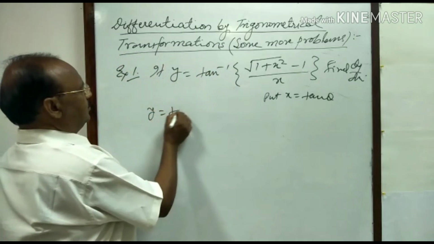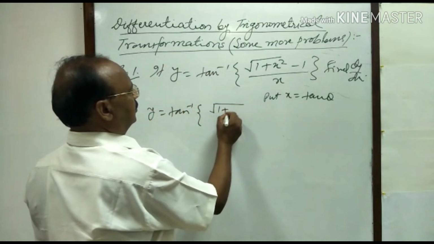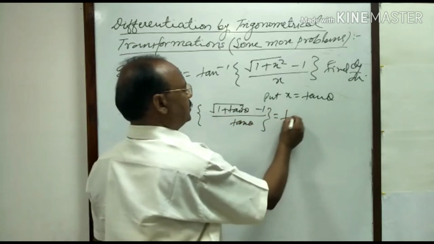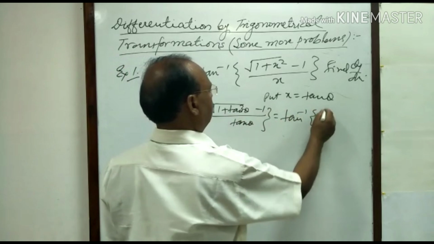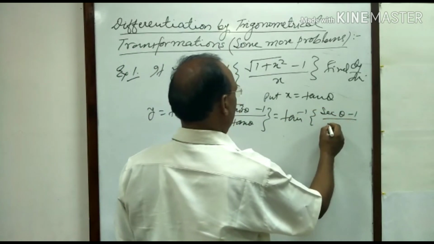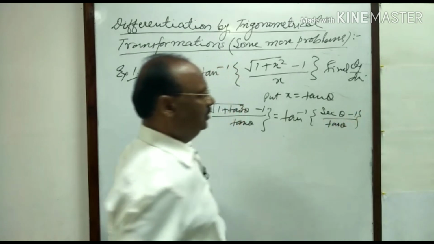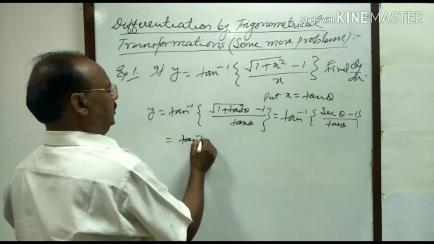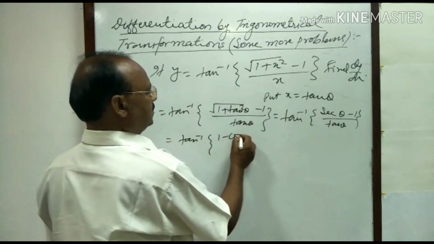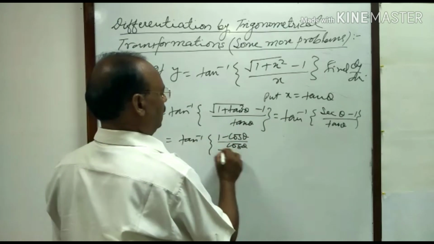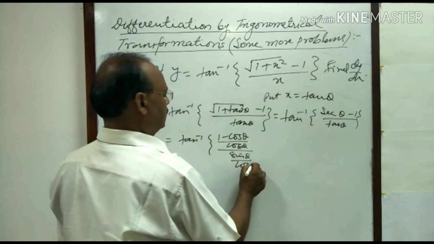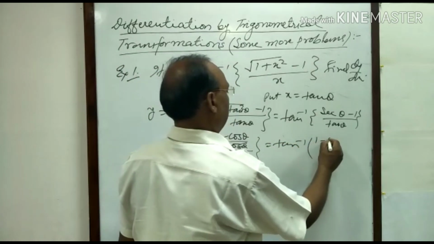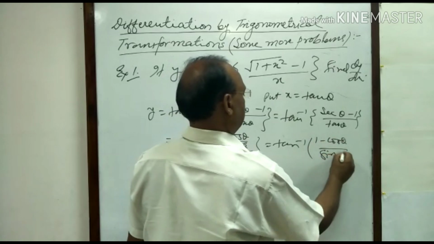So we are getting here y is equal to tan inverse root over 1 plus tan square theta minus 1 by tan theta. This becomes tan inverse sec theta minus 1 upon tan theta. Now we'll simplify it. We'll reduce it in the form of sin theta and cos theta. So we will get this is equal to tan inverse 1 minus cos theta upon cos theta and sin theta upon cos theta. This cos theta will be cancelled out. So this is equal to tan inverse 1 minus cos theta by sin theta.